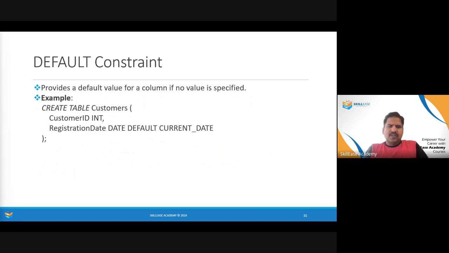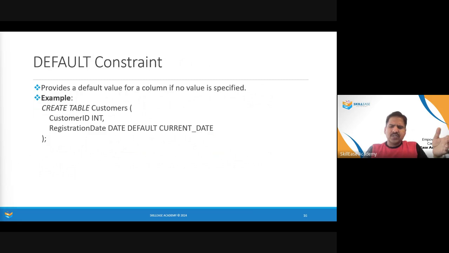By default, whenever you specify a value for the column, it will override the default constraint and store the value. So for example, if you want to specify a registration date of yesterday while registering a customer, you can specify that date while doing the insertion. So automatically, instead of the current date, it will store yesterday's date as the registration date.